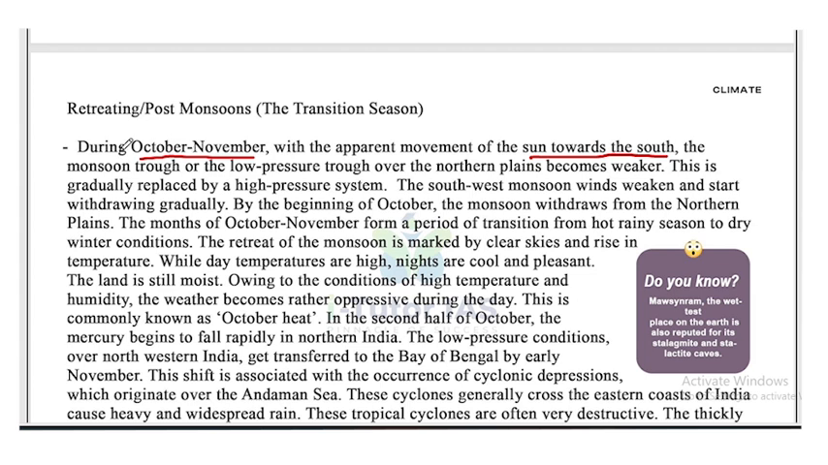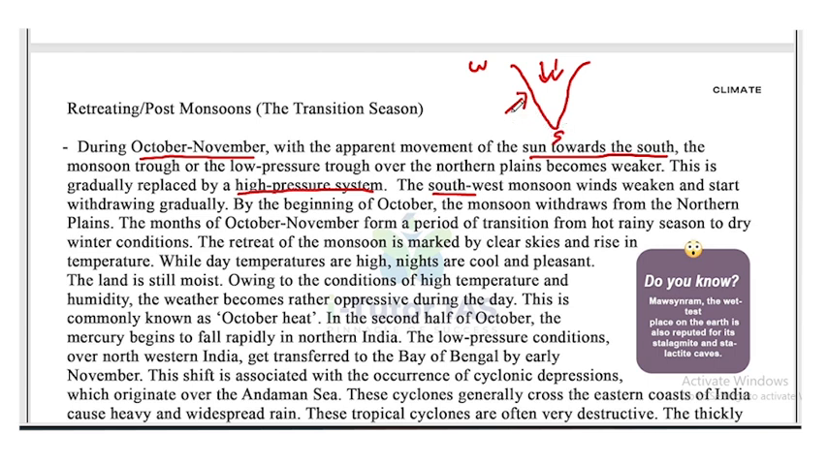So during the months of October and November, what happens? The apparent movement of the sun is towards the south, and this monsoon trough over the northern plains becomes weaker. This is gradually replaced by a high pressure system. The southwest monsoon winds weaken and start withdrawing gradually. So this was the southwest monsoon.